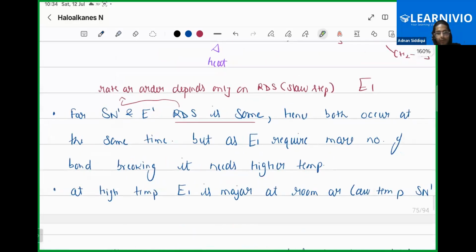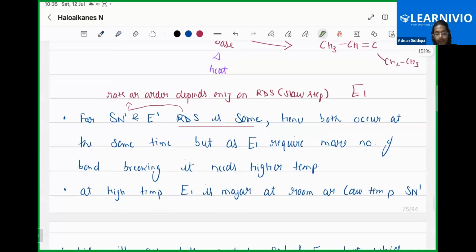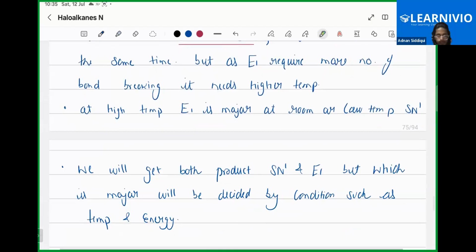So let us talk about it a bit more. For SN1 and E1, rate determining step is same. Hence, both occur at same time, but as E1 requires more bond breaking, it needs higher temperature. At high temperature, E1 is major. At room temperature or low temperature, SN1 is major. We will get both products, SN1 and E1, but which is major will be decided by conditions such as temperature and energy. What I just said, right?